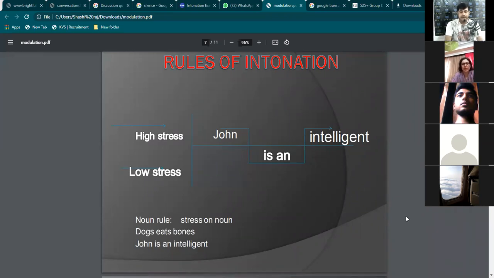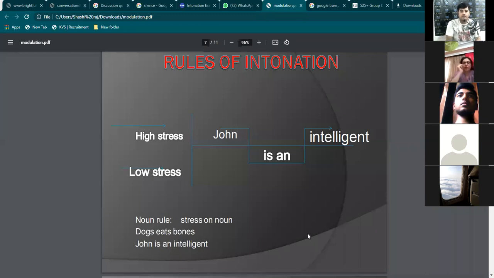All sentences have nouns, pronouns, adjectives, adverbs, and verbs, right? According to the sentences, we have different kinds of rules. We can understand by very small examples. High stress, do you understand the meaning of high stress? It means we are putting more energy on some words which are important. Low stress means we slow down, we are not giving importance to those words.